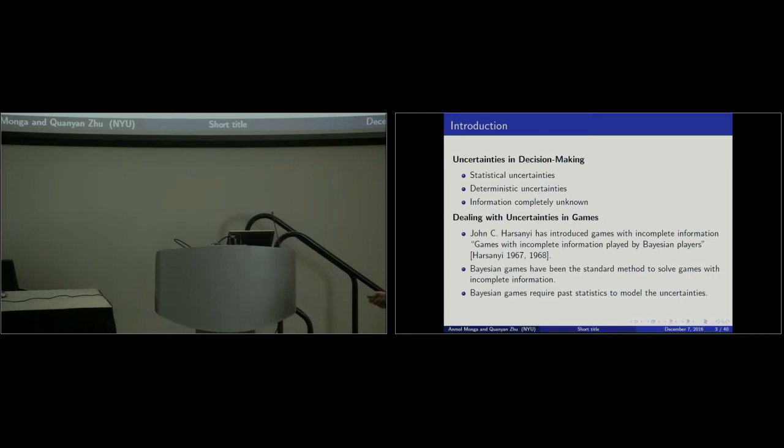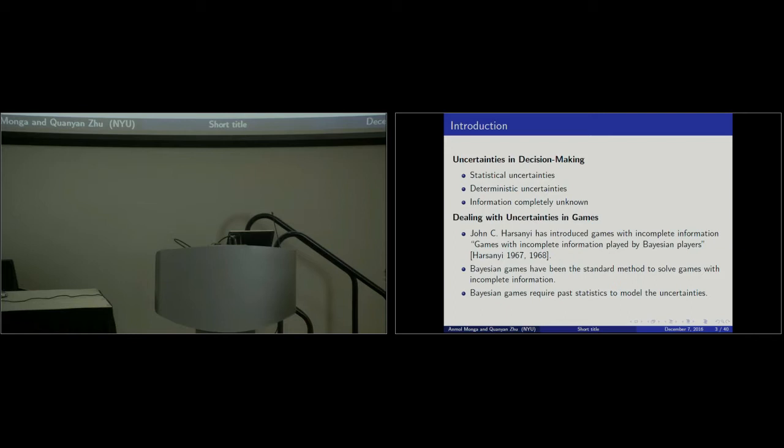So this is the inspiration in the context of political philosophy. But then Harsanyi tried to formalize it into something more mathematical, looking at something called Bayesian players. Mathematically speaking, Bayesian games have been the standard method to look at games with incomplete information. But one thing is almost certain: you have to have some information. When it comes to Bayesian games, you have to have some statistical information about the behaviors of the players.